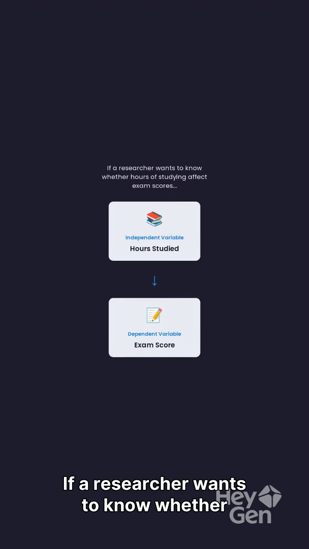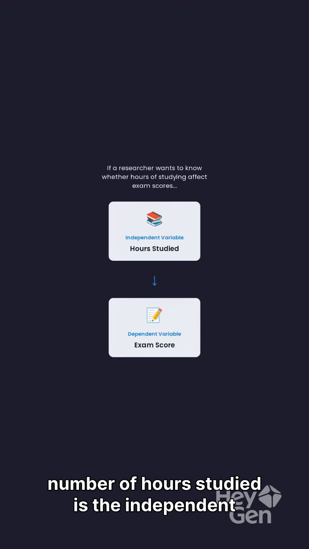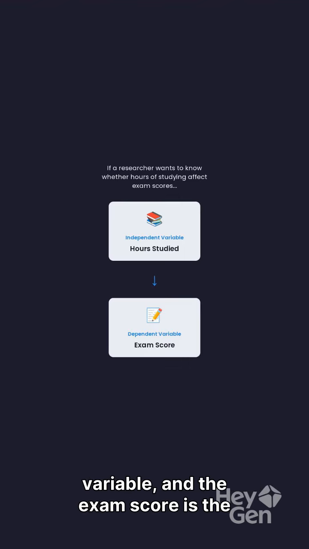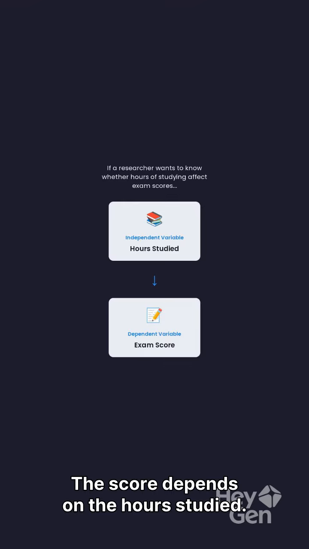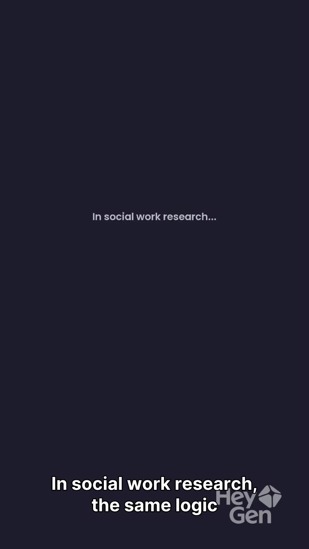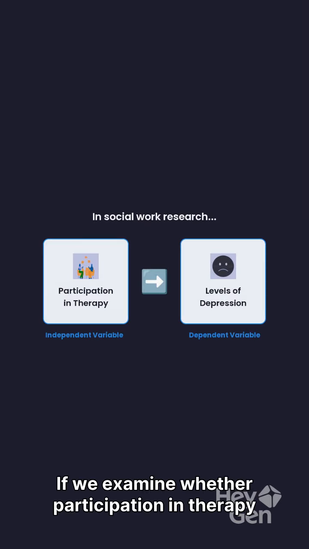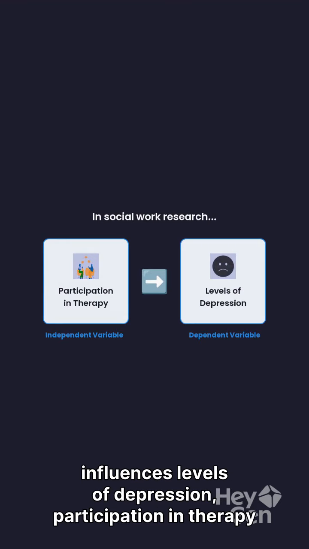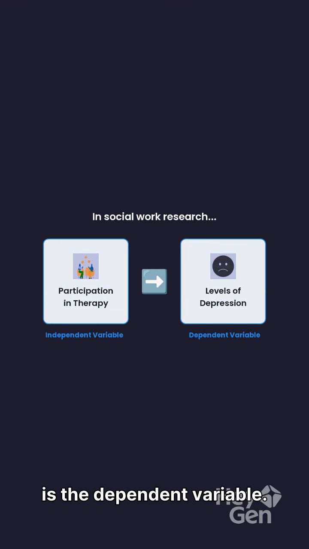If a researcher wants to know whether hours of studying affect exam scores, the number of hours studied is the independent variable, and the exam score is the dependent variable. The score depends on the hours studied. In social work research, the same logic applies. If we examine whether participation in therapy influences levels of depression, participation in therapy is the independent variable, and depression level is the dependent variable.